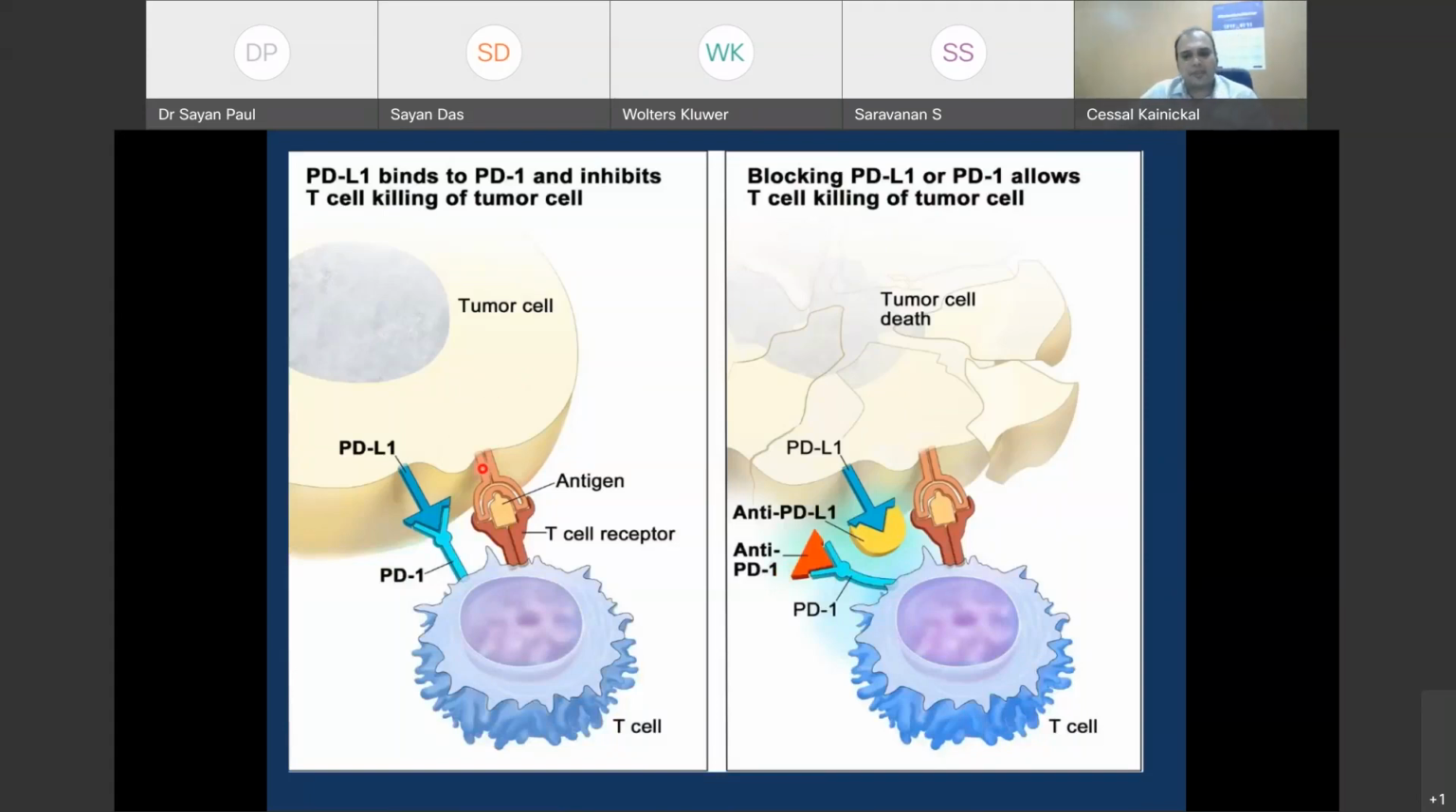Okay, thank you. If you look into how immunotherapy works, we have the PD1 on the T cell, and the PDL1 on the tumor cell. When PD1 binds PDL1, the binding leads to inhibition of T cell killing of the tumor cell. So the action of the T cell is blocked. Once you use either a PD1 inhibitor or a PDL1 inhibitor, this blocking of PDL1 or PD1 allows the T cell killing of the tumor cell. That is the basic mechanism of using the immunotherapy agent.